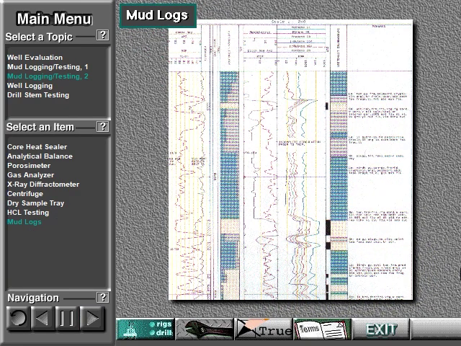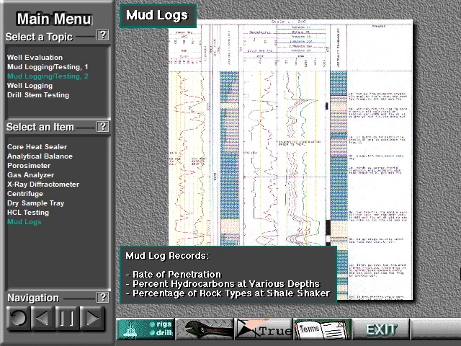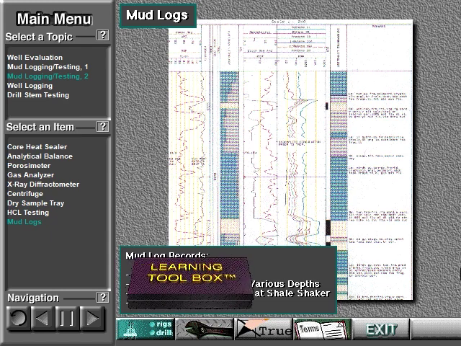This is a computer-generated mudlog. At its most basic, the log records the rate of penetration, percent hydrocarbons found in the mud at various depths, and the percentage of rock types in samples caught at the shale shaker. The log may also record other well characteristics to help the well owner drill the well efficiently and safely.